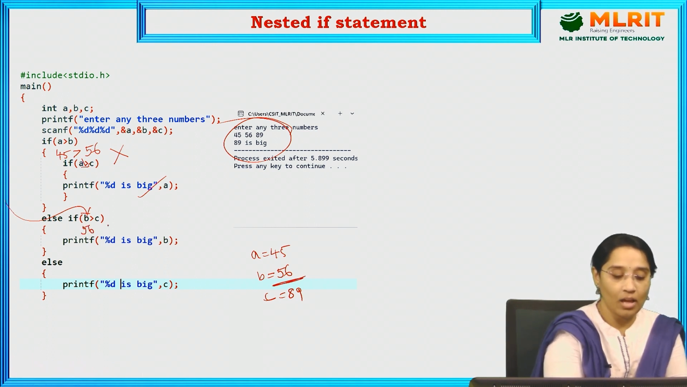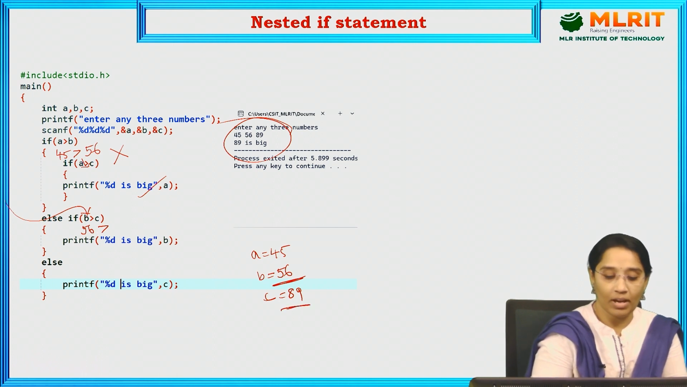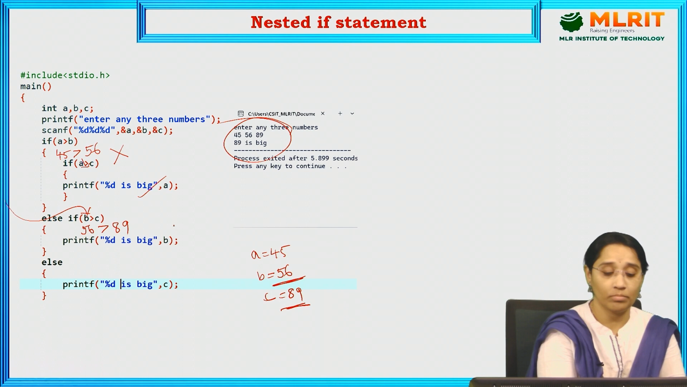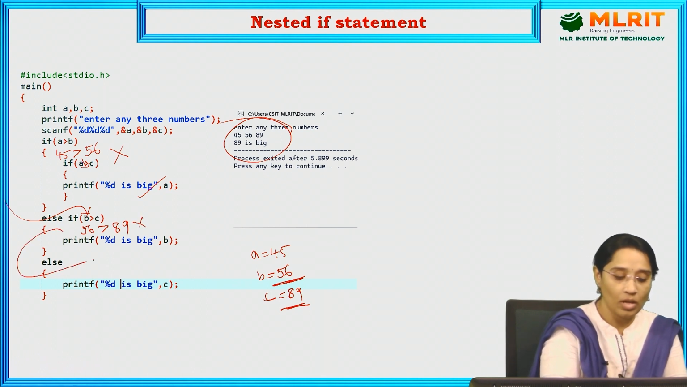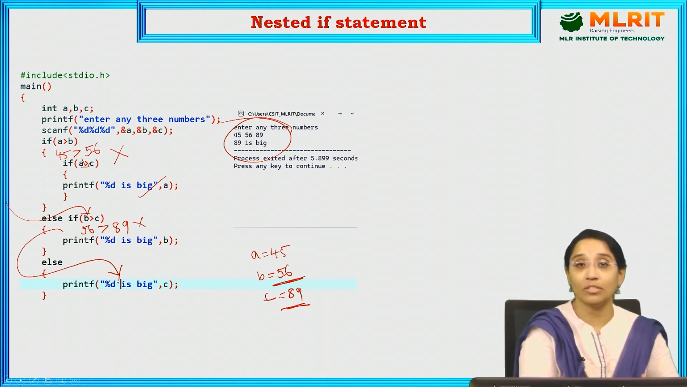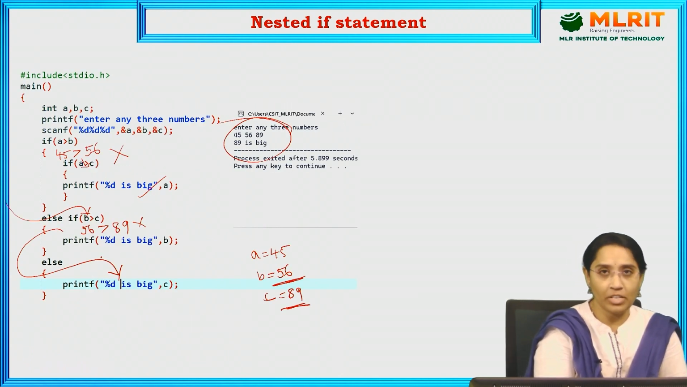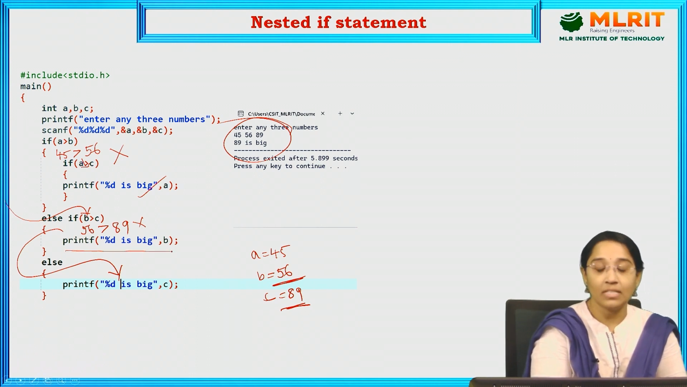56 greater than C value 89. 56 greater than 89? No. Condition false. So the else block, that is the false block statement, will execute. The condition 56 greater than 89 is false, so control will skip this statement and go to the else block.